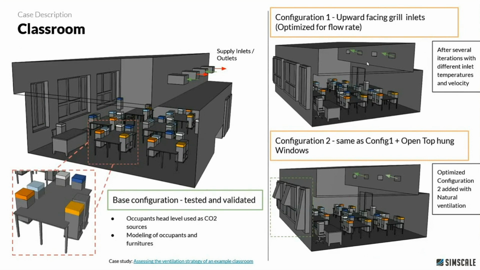And once we find an optimal level of HVAC inlets and diffuser angles, we can check the next configuration, which is again a combination of forced ventilation, which is optimized for flow rate and the diffuser angles. In addition to that, we are going to open the windows of this classroom. So the windows considered here are top hung and open only at the bottom. So we can take a look at different combinations of these configurations and find out which one better suits this indoor space.